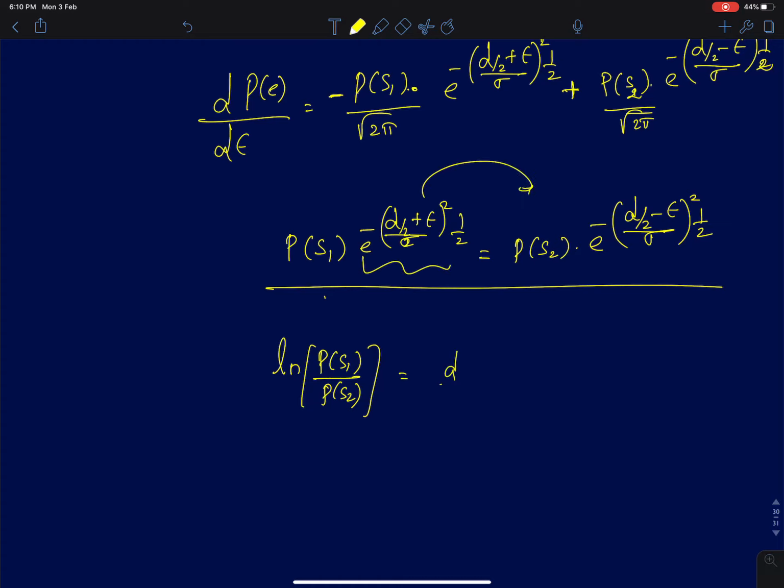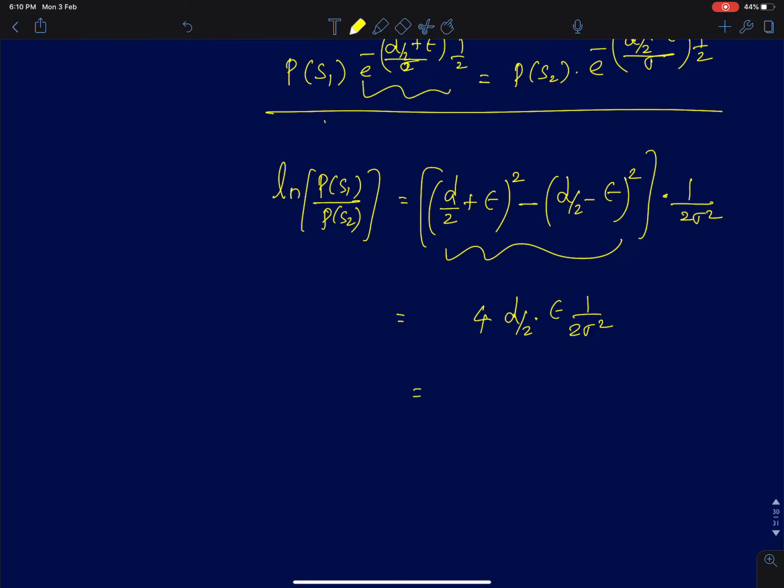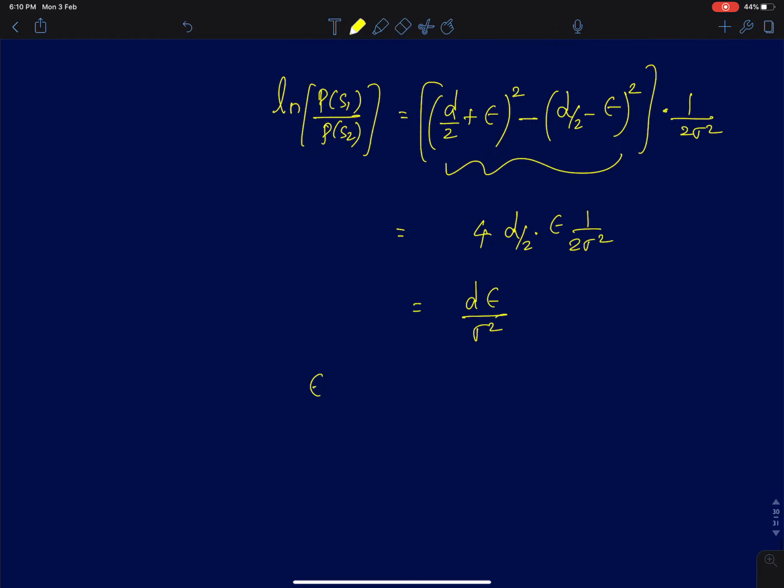So I will get (d by 2 plus epsilon) the whole square minus (d by 2 minus epsilon) the whole square, this entire thing multiplied by 1 by 2 sigma square. This expression will reduce to 4 times d by 2 times epsilon into 1 by 2 sigma square, and you will simply get epsilon d by sigma square. So the value of epsilon is simply going to be equal to sigma square by d into ln of probability of S1 by probability of S2.